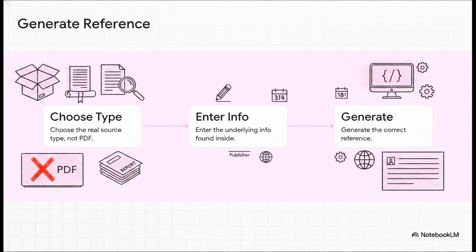Do that first. Once you've selected the true format, step 2 is simply entering that underlying information. You know, the author, the date, and the publisher we just found hiding inside the document. Finally, step 3, you just click to generate the correct reference. By strictly following these steps, the generator will perfectly format your citation based on the actual, real-life source, not just the digital container it came in.